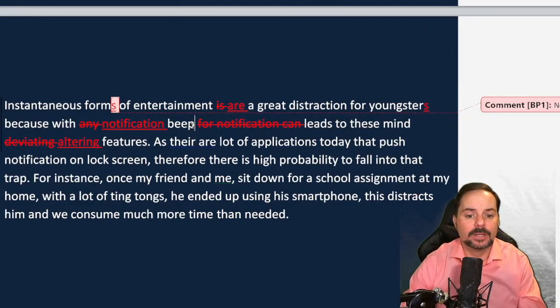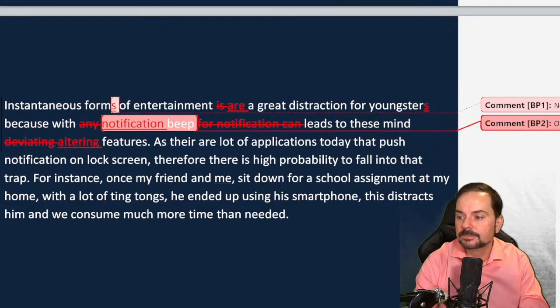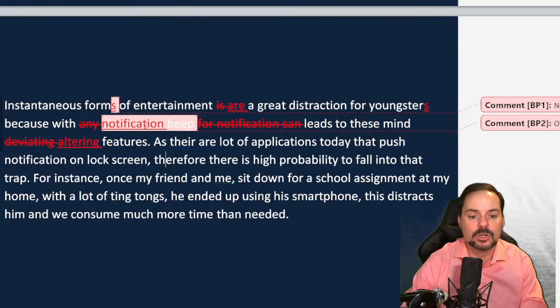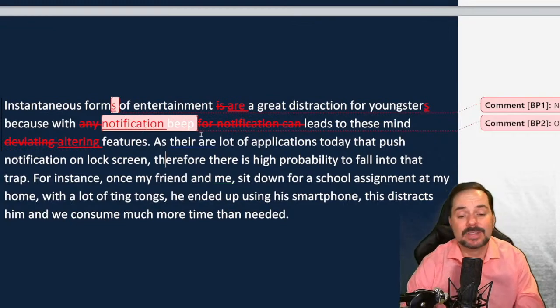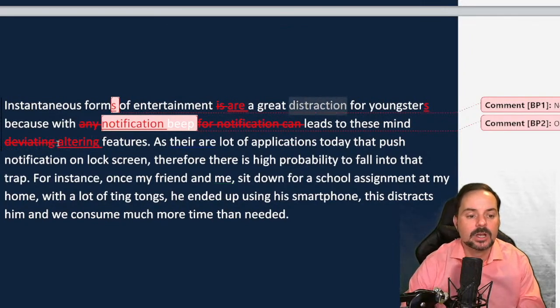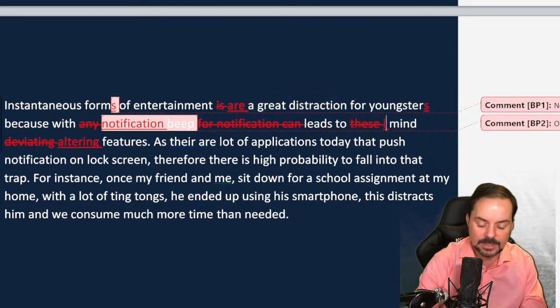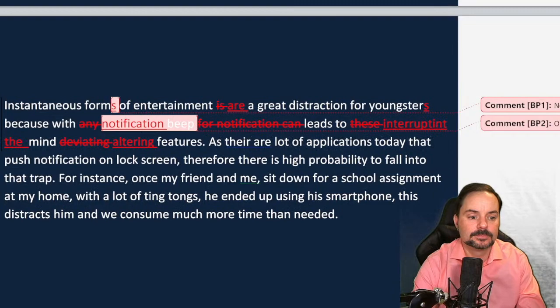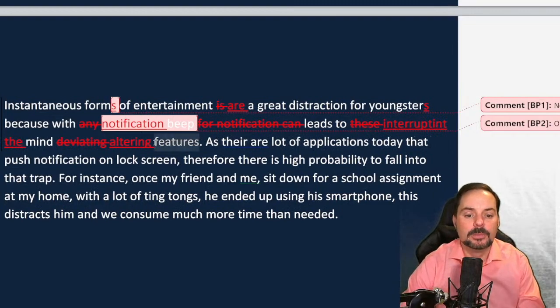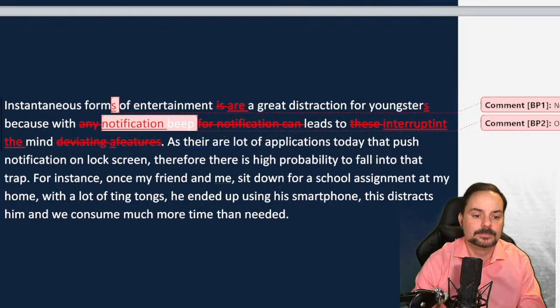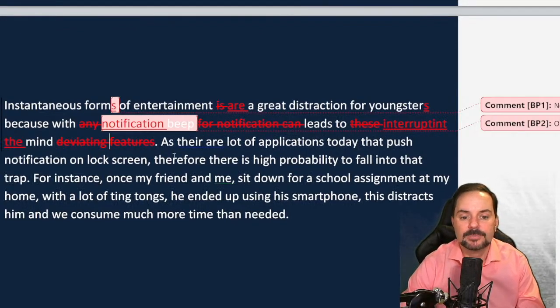Here, by the way, they would write something like order of words. Okay, so instead of beep for notification, it should be notification beep. So watch your adjective nouns. Okay, leads to these mind. I don't want to say distracting because you've used the word distraction up here as well. So leads to, I would say something like interrupting the mind. Okay, that would be a little bit more natural. Okay, leads to interrupting the mind.